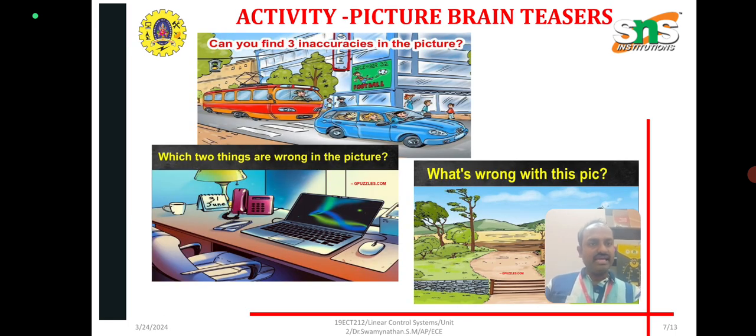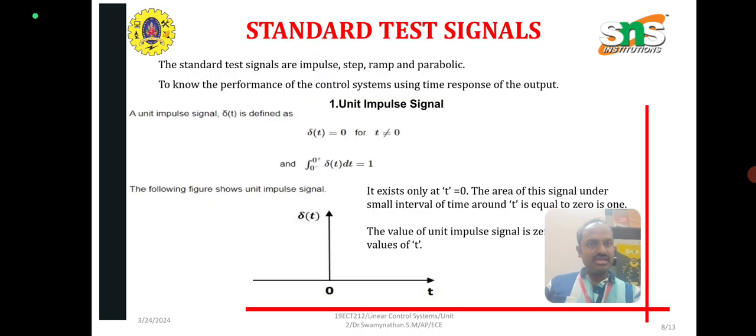Next, following the activity, we will discuss the next topic, the standard test signals. There are different standard test signals. One is the unit impulse signal, that is delta of t is equal to 0 for time not equal to 0, and the integral from 0 minus to 0 plus of delta of t dt is equal to 1. It exists only at time equal to 0, within a small interval of time.